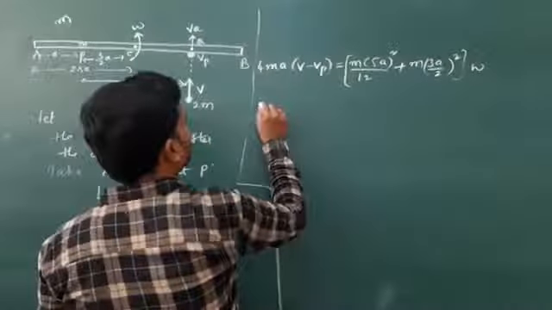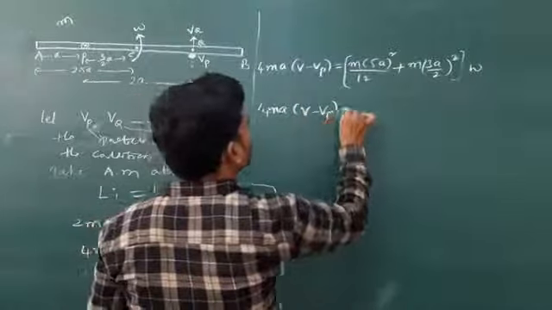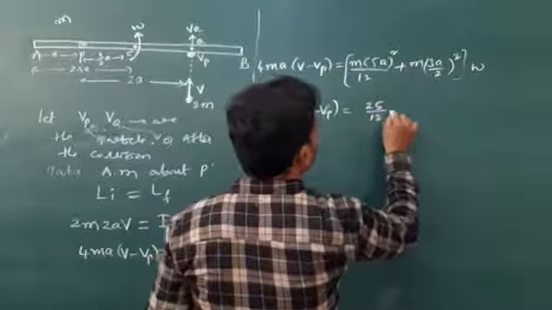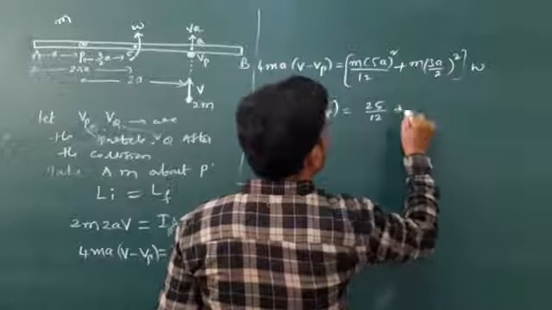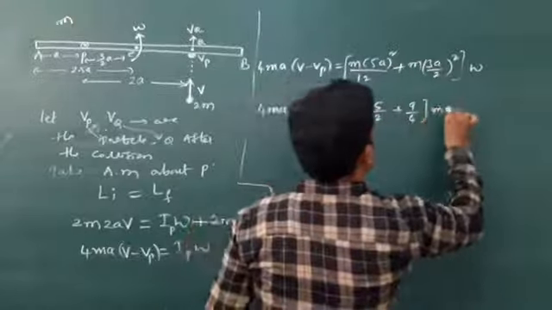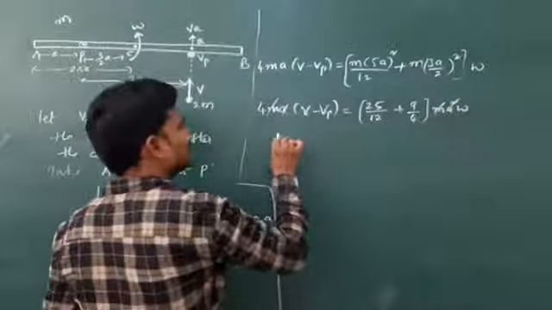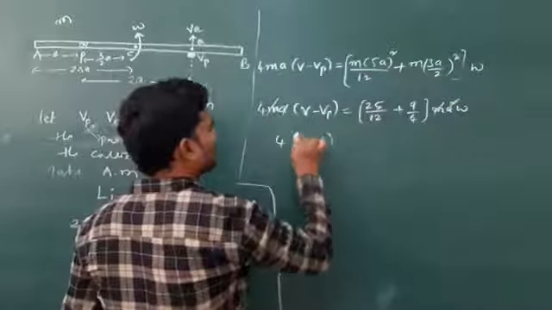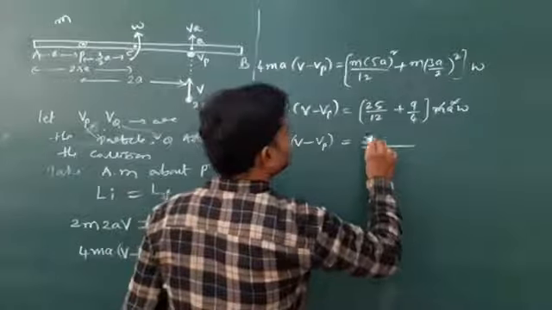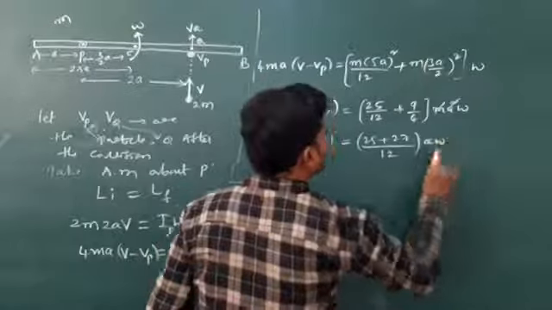So m gets cancelled out. Okay, let me extend it fast. So V minus Vp, this is 25 by 12 plus 9 by 4, m a square omega, m a 4 V minus Vp 25. Let us take 12 as the LCM. So 12, this is 25, 27 and a omega.